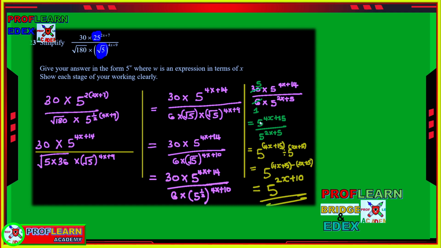Of course, we're going to get a 5 there, and that 5 is going to be combined with this 5 here, which is to power 1, times 5 raised to power 4x plus 14, this is going to reduce to 5 raised to power 4x plus 15. And then if two expressions are divided and they have the same base, we subtract the powers, and that's the relation we shall use in order to get the expression 5 raised to power w, and our w is 2x plus 10.